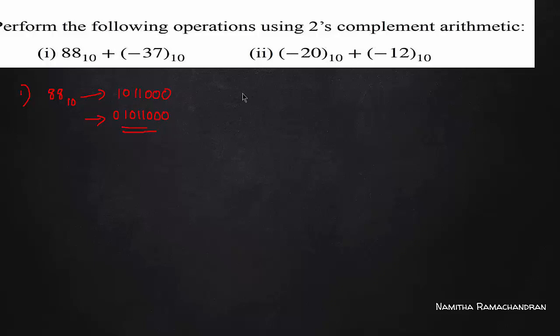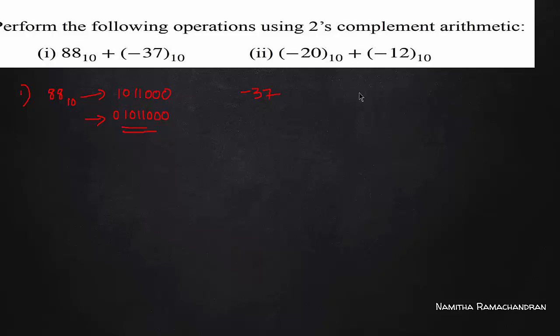Next is about minus 37. In case of negative numbers, the representation in signed magnitude form, 1's complement form, and 2's complement form are all different. Then we need to get the 2's complement representation corresponding to this minus 37. How will we generate negative 37 in 2's complement form?